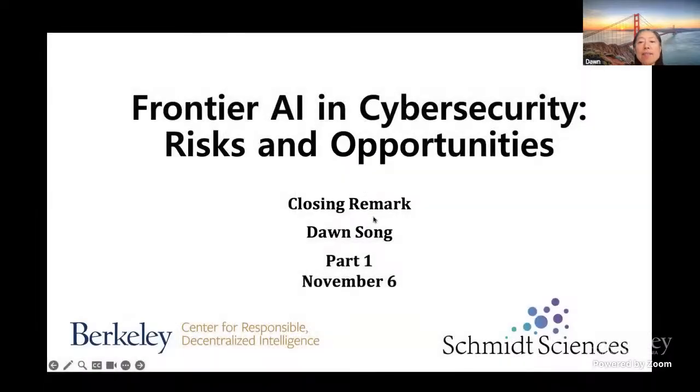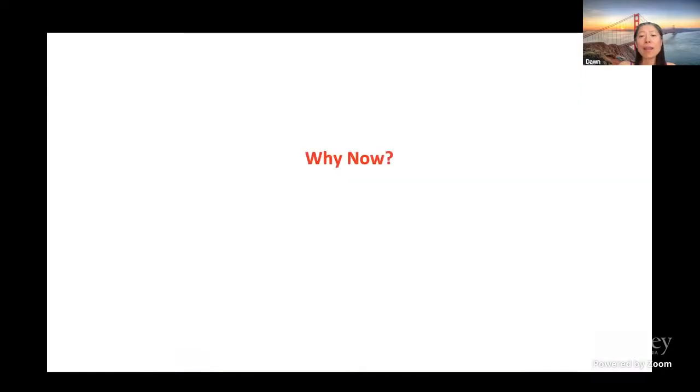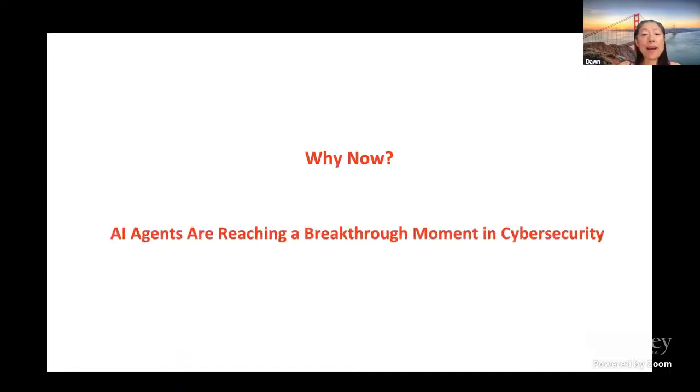Okay, great. Yeah, thanks everyone for joining such a wonderful workshop on frontier AI in cybersecurity risks and opportunities. And this is again co-hosted by Berkeley RDI Center and Schmidt Sciences. And at the beginning of the workshop, we talked about why now: that AI agents are reaching a breakthrough moment in cybersecurity. And I think this has been echoed over and over again throughout the workshop with the different speakers.